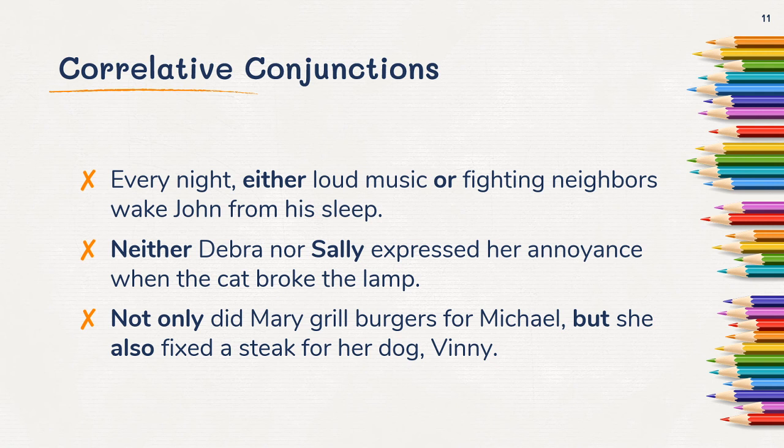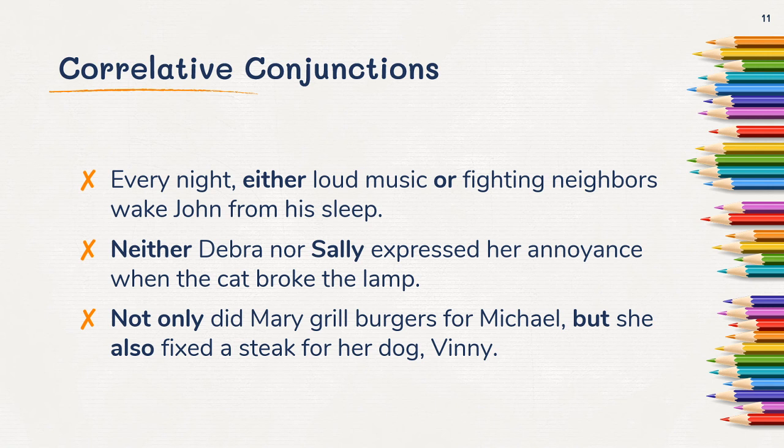So here's an example. Every night, either loud music or fighting neighbors wake John from his sleep. So here we have either or. Every night, either loud music or fighting neighbors. It's not both of them, it's one of the two. On a particular night, it could be loud music, and on another night, it could be fighting neighbors. It's only going to be one of them.